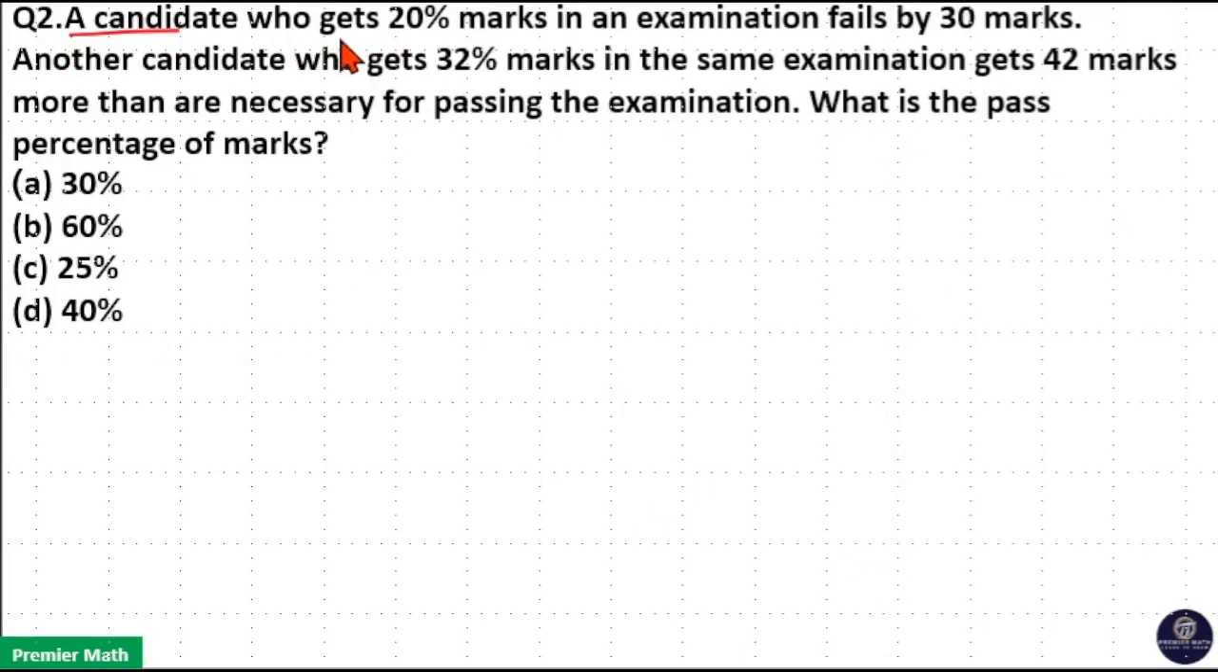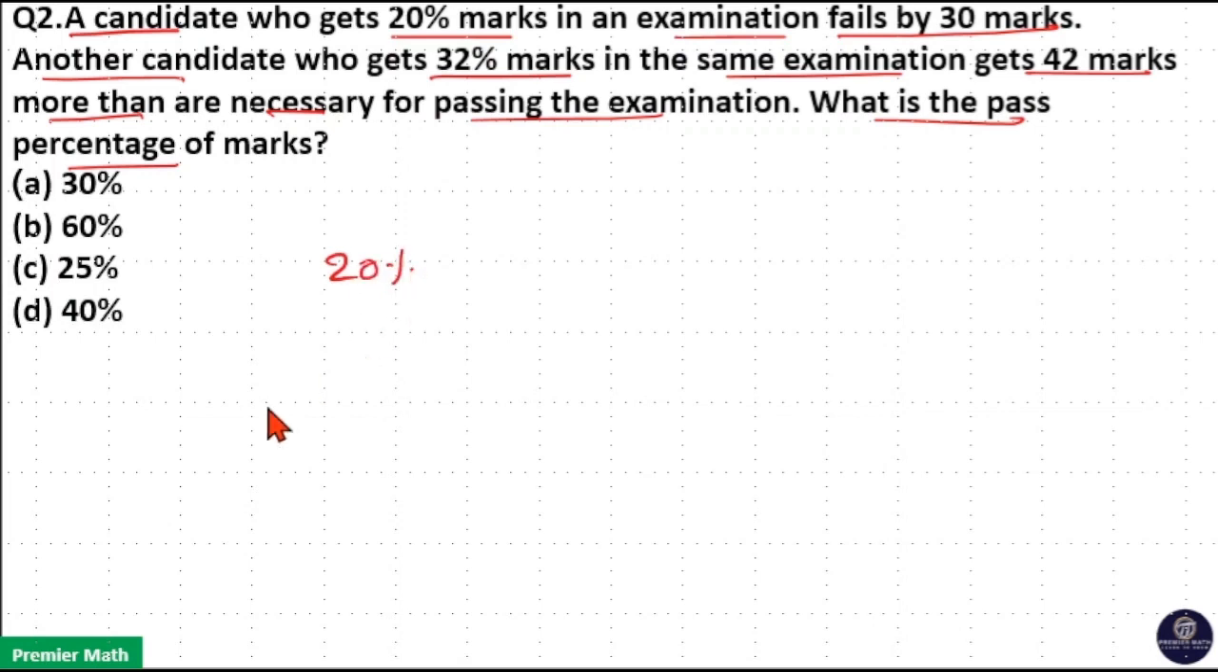A candidate who gets 20% marks in an examination fails by 30 marks. Another candidate who gets 32% marks in the same examination gets 42 marks more than the necessary passing marks for the examination. What is the pass percentage of marks? Here, one candidate gets 20% marks but fails by 30 marks. That means he needs 30 more marks to pass. Another candidate gets 32% marks, but he gets 42 more marks than the pass mark. That is, 32% minus 42 is the pass mark.